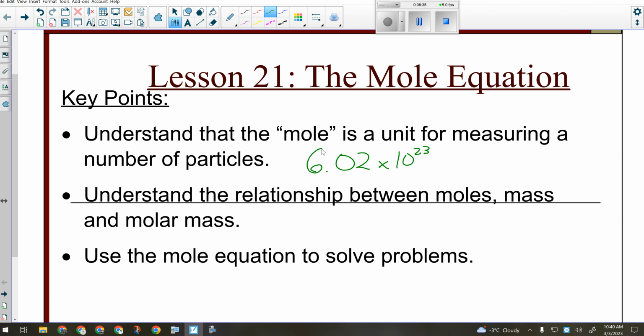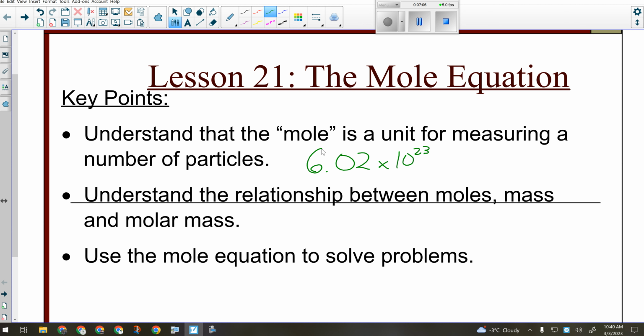So, if somebody says they have 1 mole, that's how many they have. If they say they have 5 moles, they have how many times that number? 5. So if I told you I had 4 dozen eggs, I have how many? Don't say 4 dozen. 48. 4 times 12. If I say I have 4 moles, it's 4 times that number.